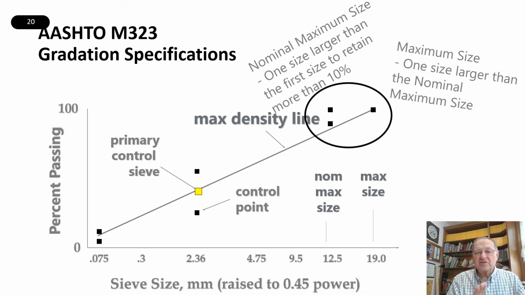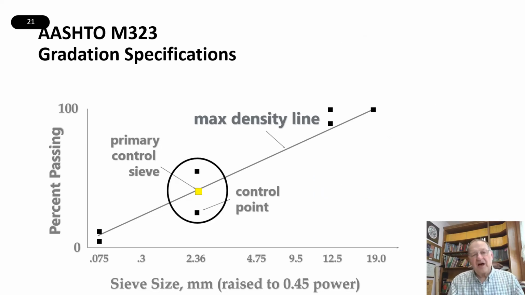It doesn't just go to the sieve in our blend that has 100% passing, because depending on what the nominal maximum size of our blend is, that will influence what the maximum size is. Okay.